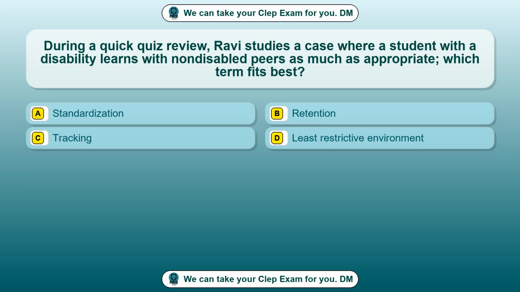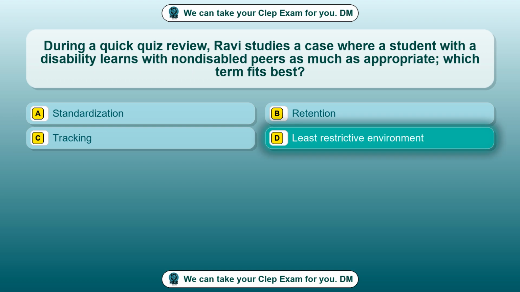Question 63. During a quick quiz review, Ravi studies a case where a student with a disability learns with non-disabled peers as much as appropriate. Which term fits best? Option A, standardization. Option B, retention. Option C, tracking. Option D, least restrictive environment. The correct answer is option D, least restrictive environment.